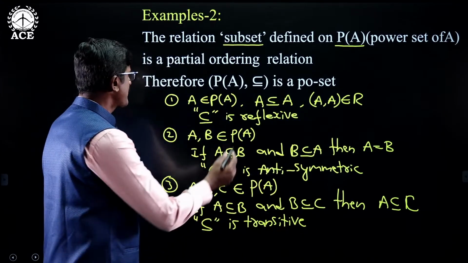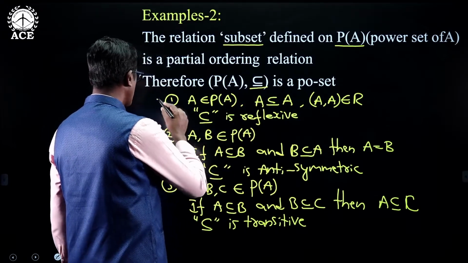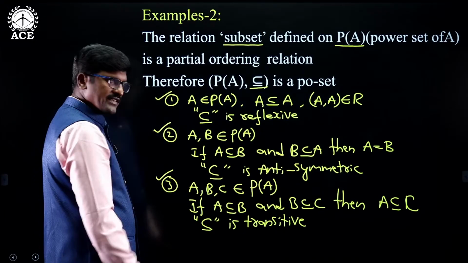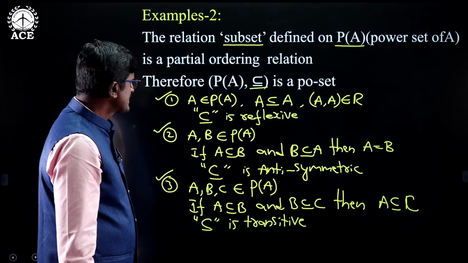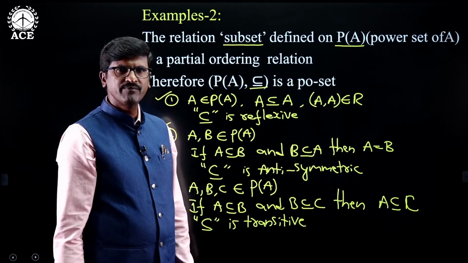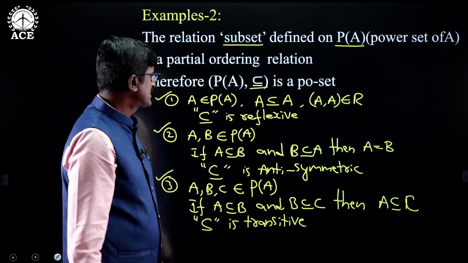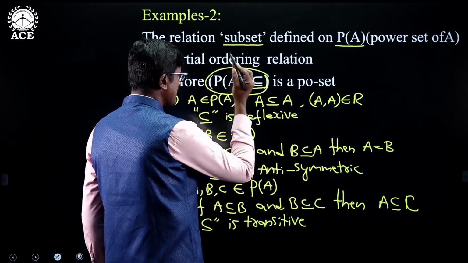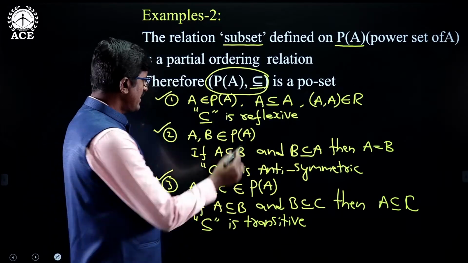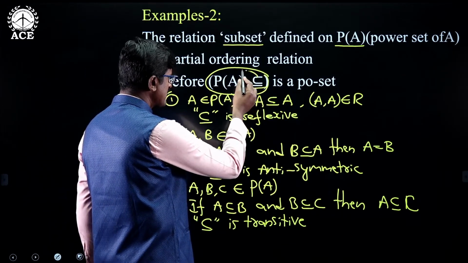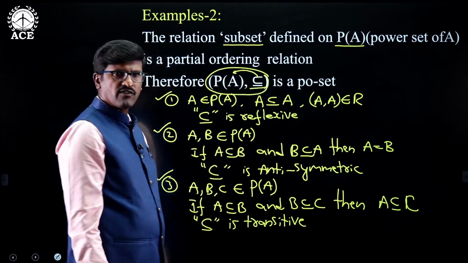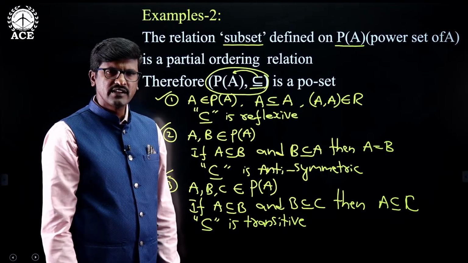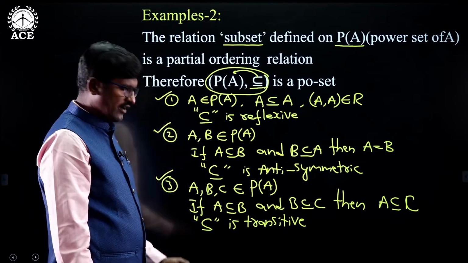So the relation subset satisfies the reflexive property, antisymmetric property and transitive property. Therefore, subset is a partial ordering relation defined on the set of all subsets of A, that is, P of A. Therefore, P of A, subset is a poset.